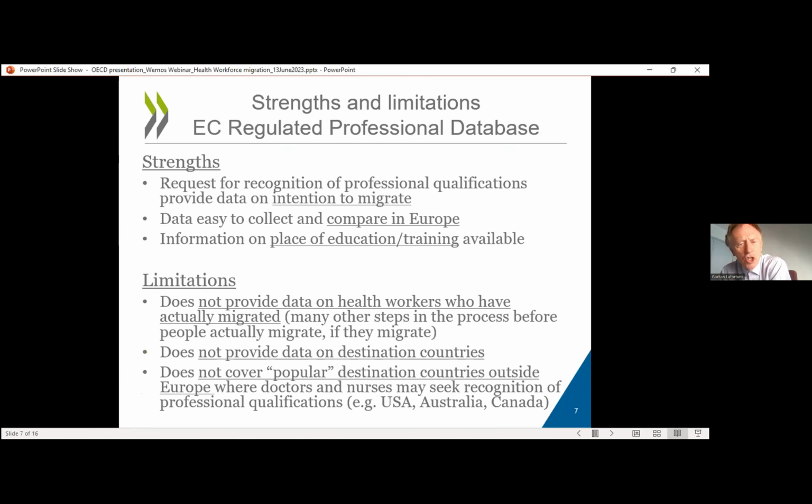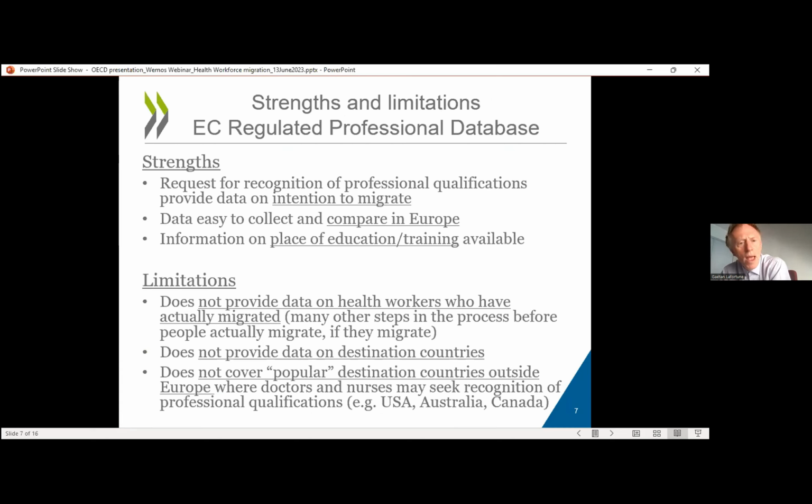Now, the strengths and limitations of various data sources. The regulated professional database provides data on doctors, nurses, and other health professionals who are intending to migrate. So that's useful. It's an intention. The data is easy to collect and to compare in Europe, as you've done in your report, Marlies. And the information will always provide the place of education and training. The main limitation is that it does not tell you whether the health workers have actually migrated.